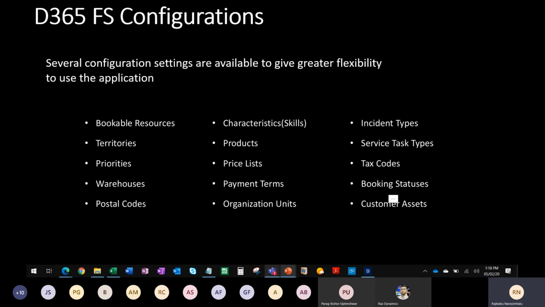So products, price list, payment terms, organization unit. We can set up multiple organization units within the system, and each bookable resource can be assigned to each of the organizations, and it can be handled separately. So incident type, service task, and I'll explain that in detail in the next slide.